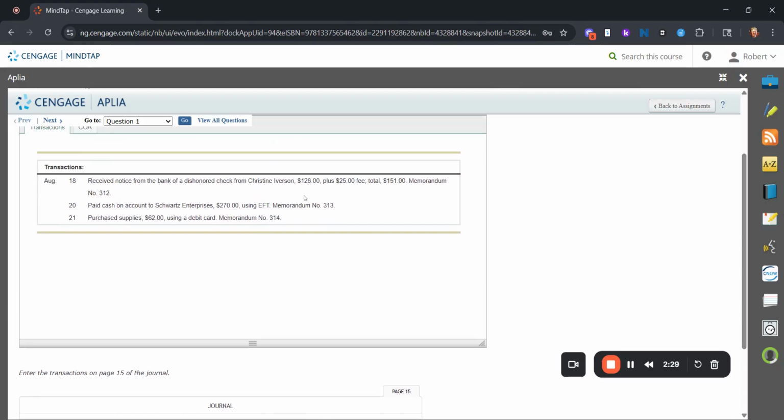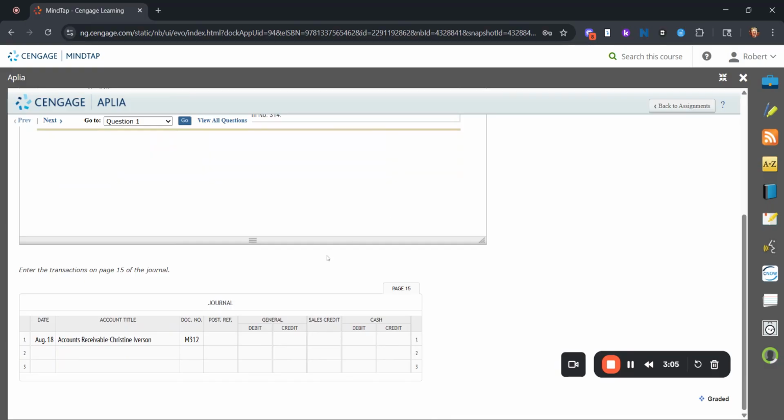So now we've got to increase the amount of money that Christine Iverson now owes the business because that check that she wrote bounced. So she's back up to owing us not only the $126, but also now she owes the business the additional $25 for the bounced check fee. So the balance on her account is going to increase by $151.